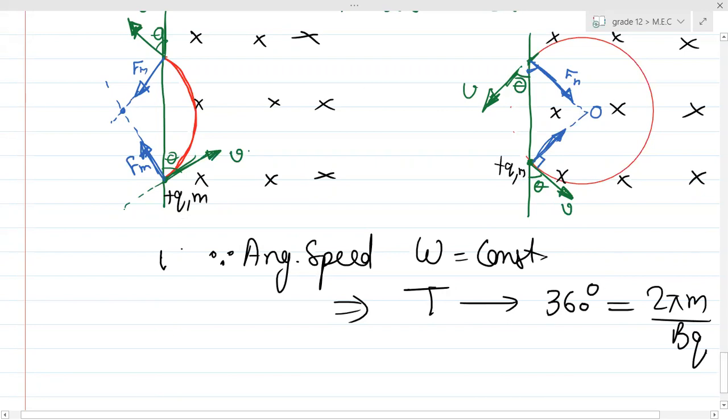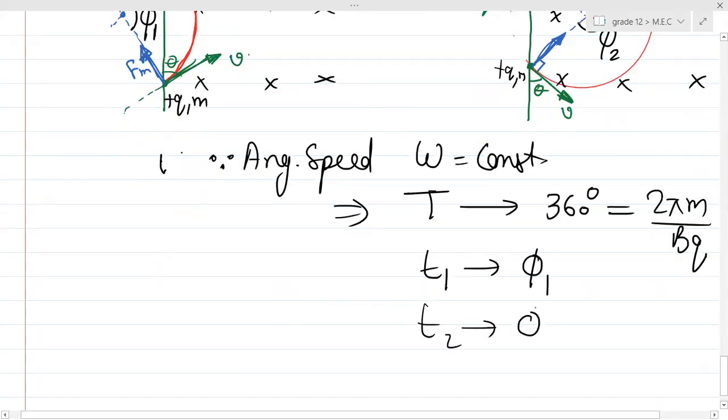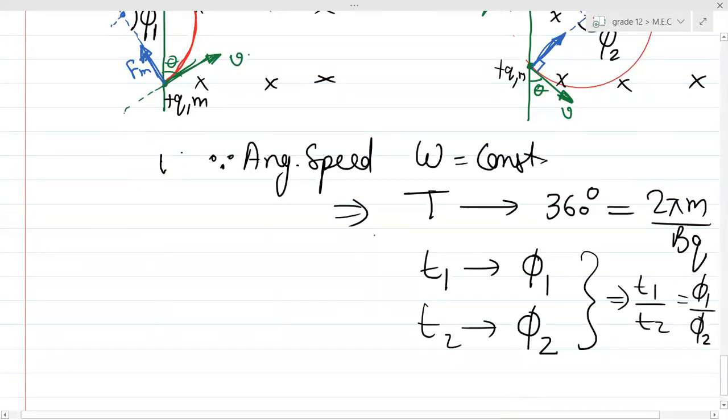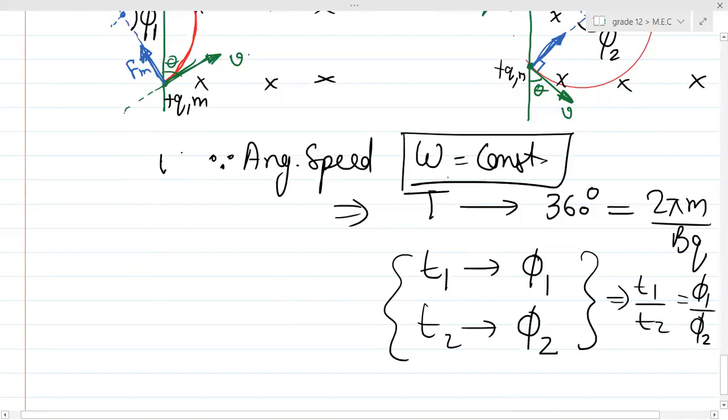If we can just find out this angle phi 1 and this angle phi 2, then automatically corresponding to that I can calculate time as well, right? So if I say T1 is corresponding to phi 1 and T2 is corresponding to phi 2, that implies the ratio of T1 to T2 will be the ratio of phi 1 to phi 2, right? Why is all of this happening? Because omega was constant.